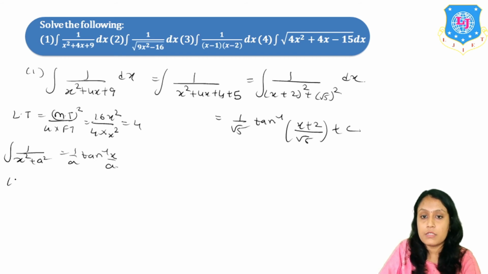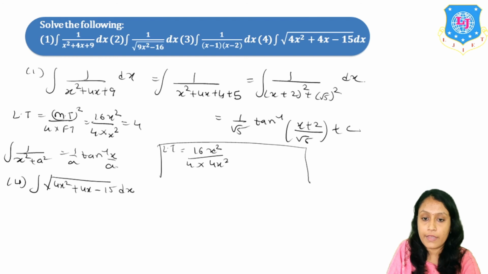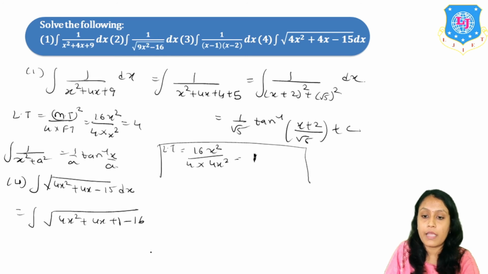Now the next one is the fourth example, integration of under root 4x square plus 4x minus 15 dx. Again we have to find the last term. The last term formula is middle term squared, so here we have 16x square upon 4 into first term, that is 4x square. Here we will get the last term as 1. So write this as 4x square plus 4x plus 1. Now to balance this we have to write minus 16. Now write it in whole square form, so this is 2x plus 1 whole square minus 4 square dx.